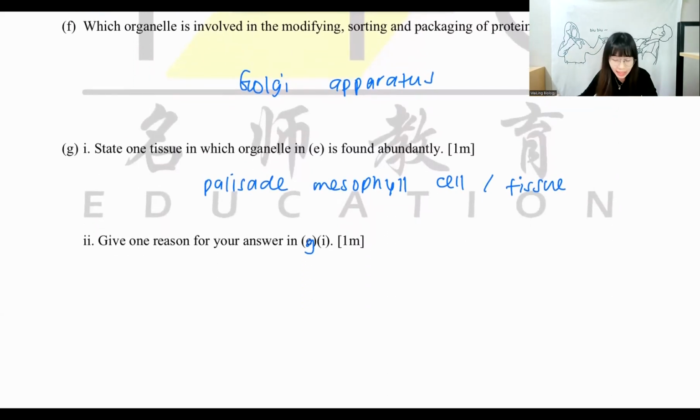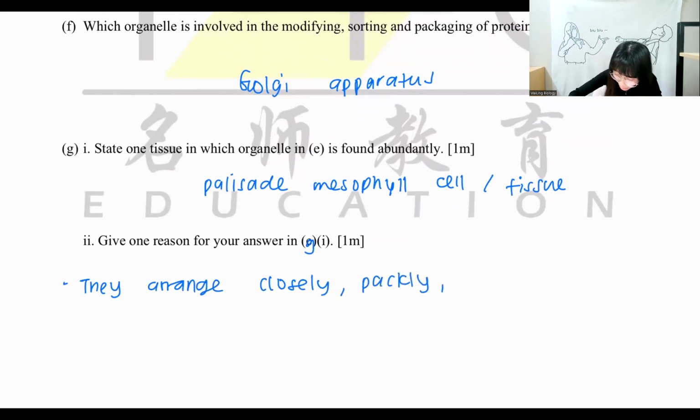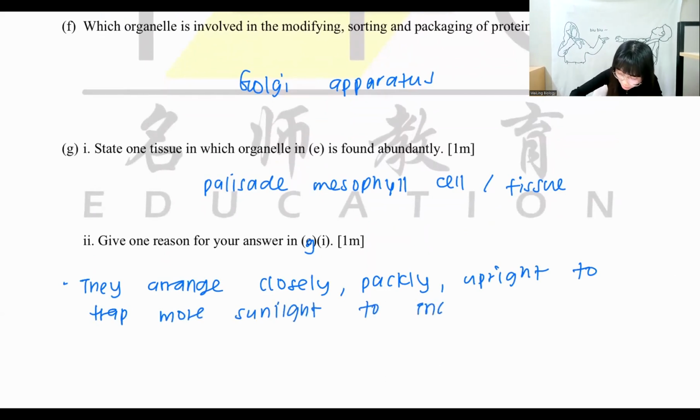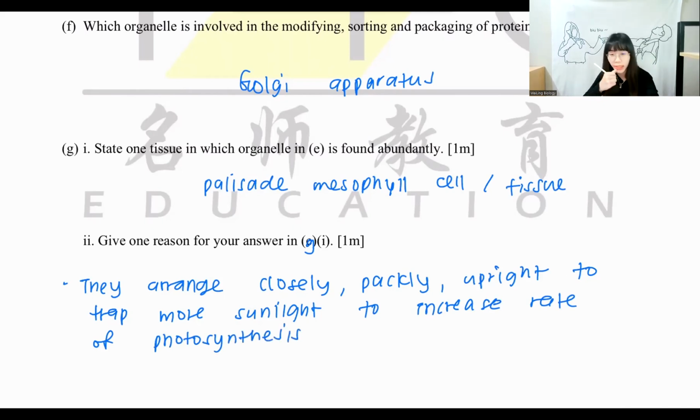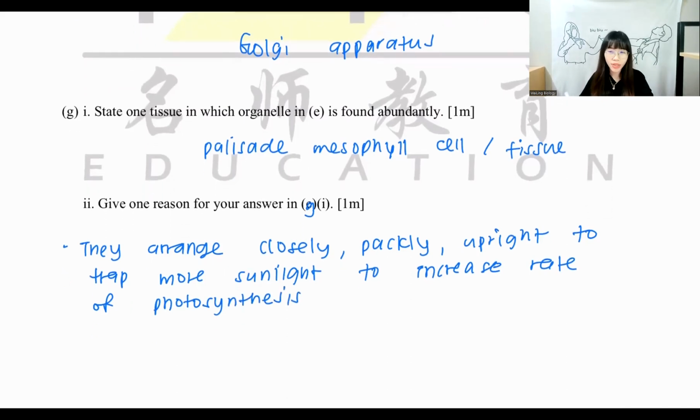Okay, to write in sentence, you can say they arrange closely, tightly, upright to trap more sunlight to increase rate of photosynthesis.